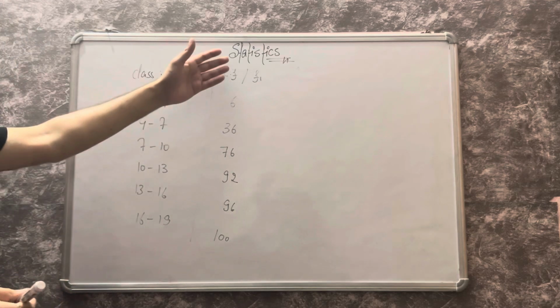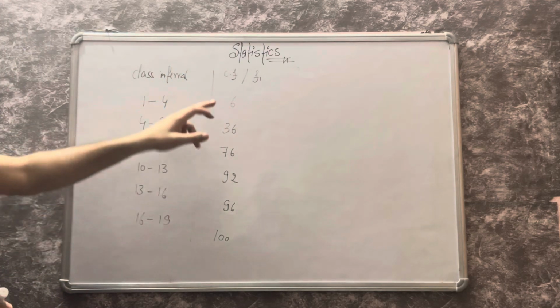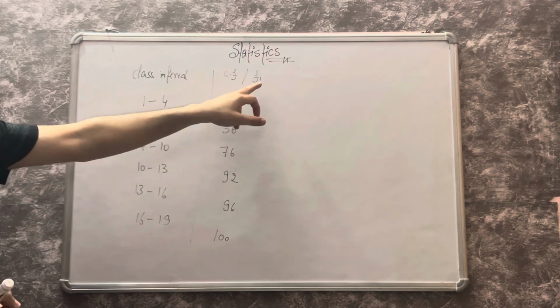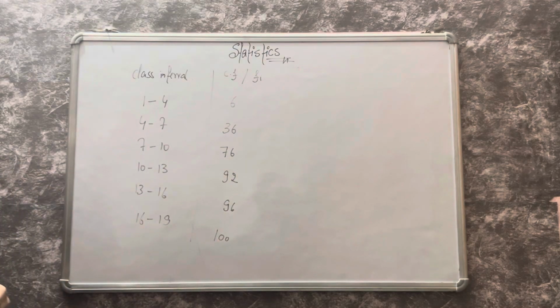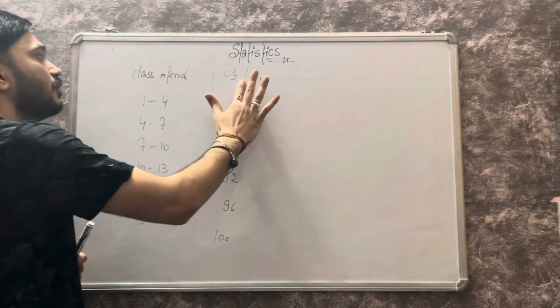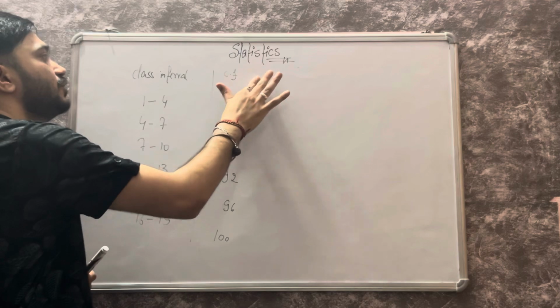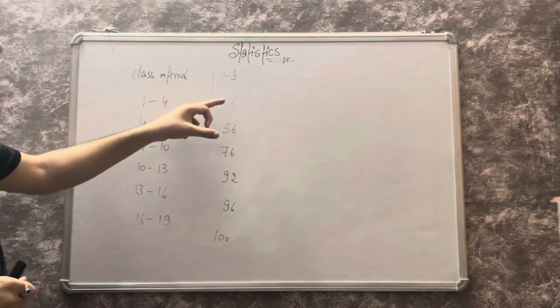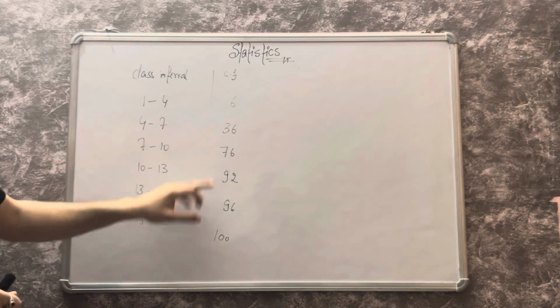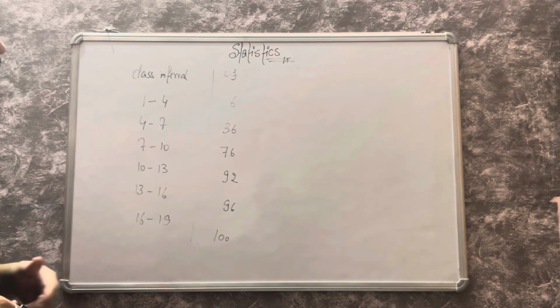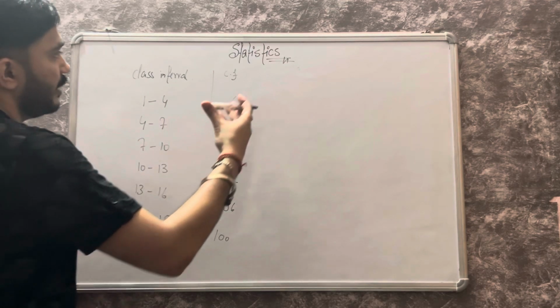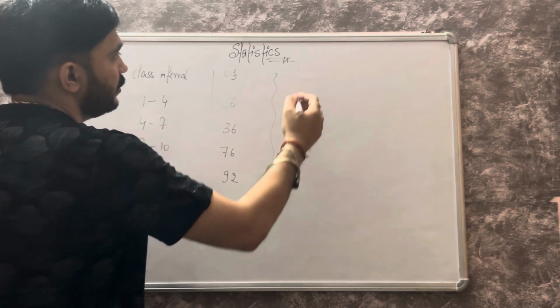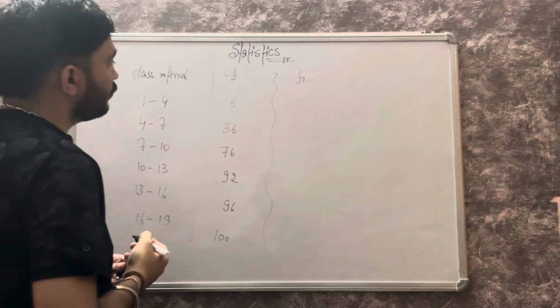Now tell me, is it CF or Fi? What is given? Whose interval is given to us? Cumulative frequency interval or frequency interval? So your answer is right. The cumulative frequency interval is given to us. Why? Because the values are increasing as we go down the interval. Now we have to find the values of frequency here. How are we going to find this?